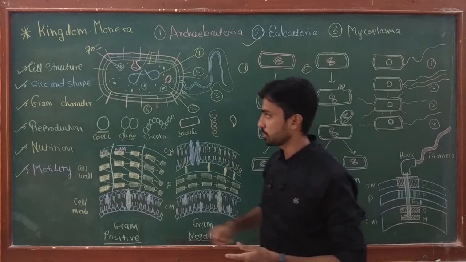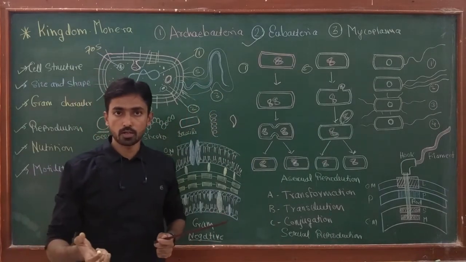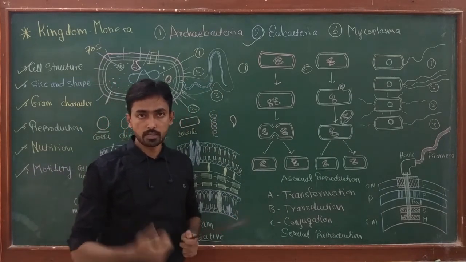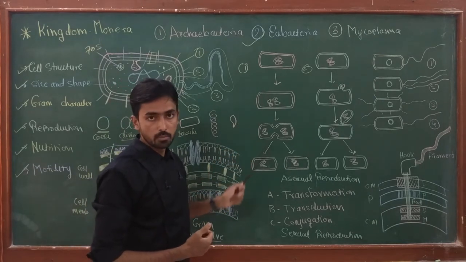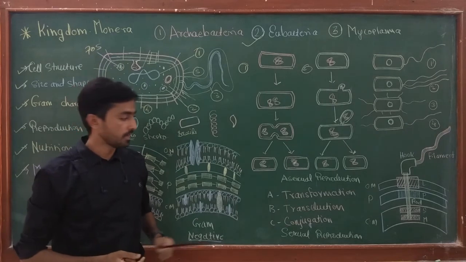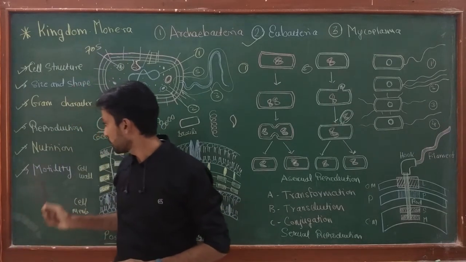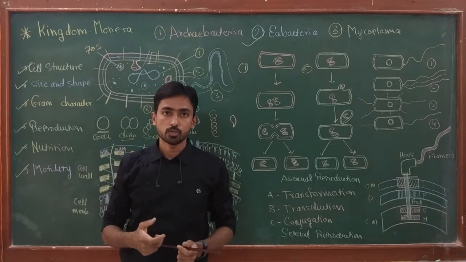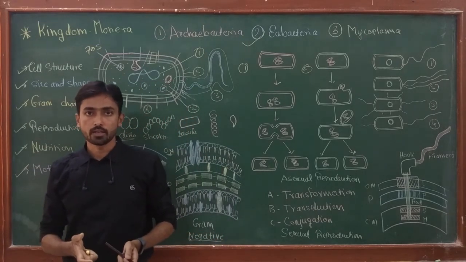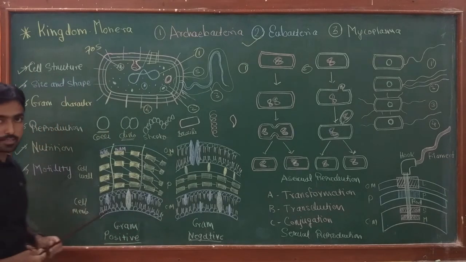Then we discussed reproduction. Bacteria show two different types of reproduction, asexual and sexual. Examples of asexual reproduction are binary fission and budding, while examples of sexual reproduction in bacteria are transformation, transduction and conjugation. Then we discussed nutrition. Bacteria show two modes of nutrition, autotrophic as well as heterotrophic. And last we discussed motility.